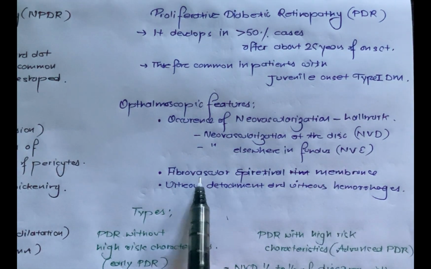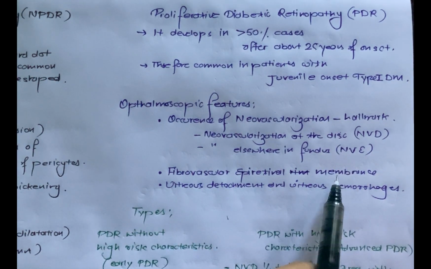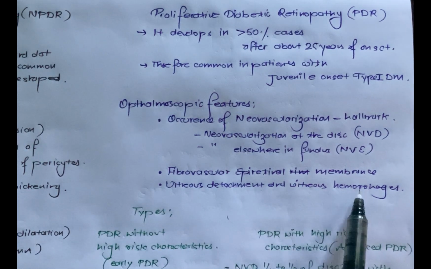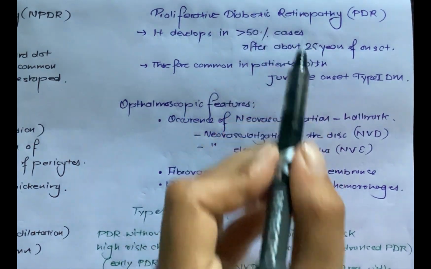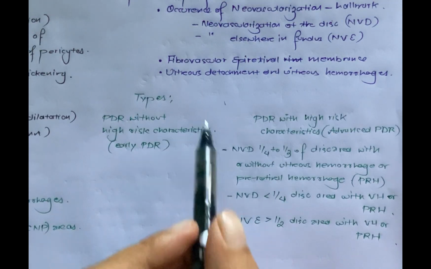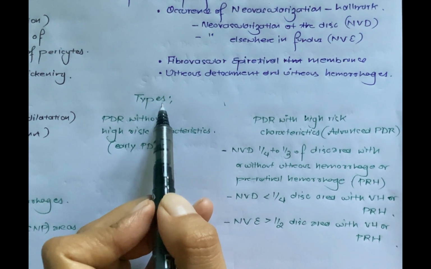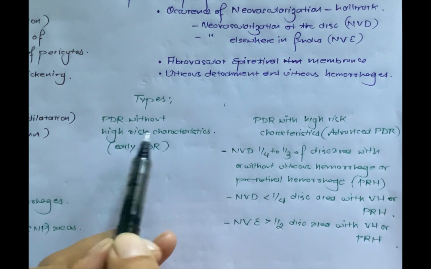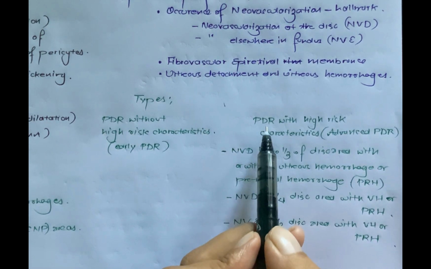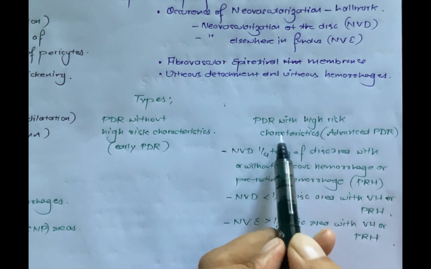And there will be fibrovascular epiretinal membrane, and vitreous detachment and vitreous hemorrhages are also present in the ophthalmoscopic findings of proliferative diabetic retinopathy. Now talking about the types of proliferative diabetic retinopathy: proliferative diabetic retinopathy without high risk characteristics and proliferative diabetic retinopathy with high risk characteristics.